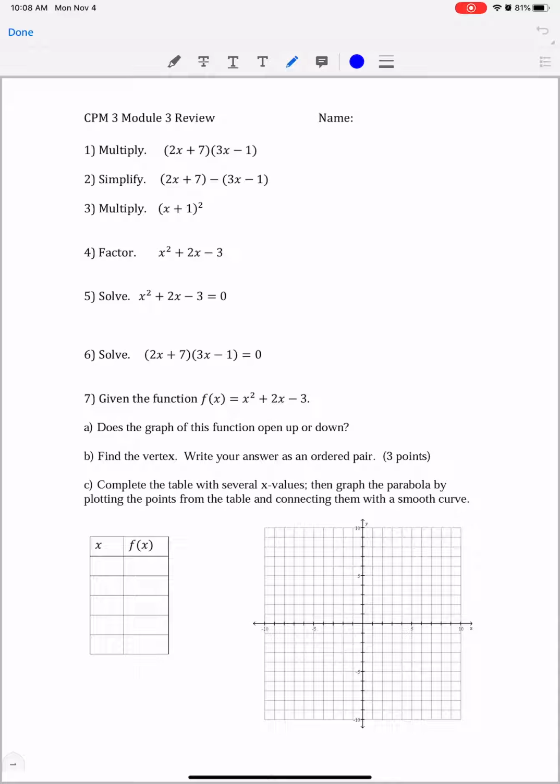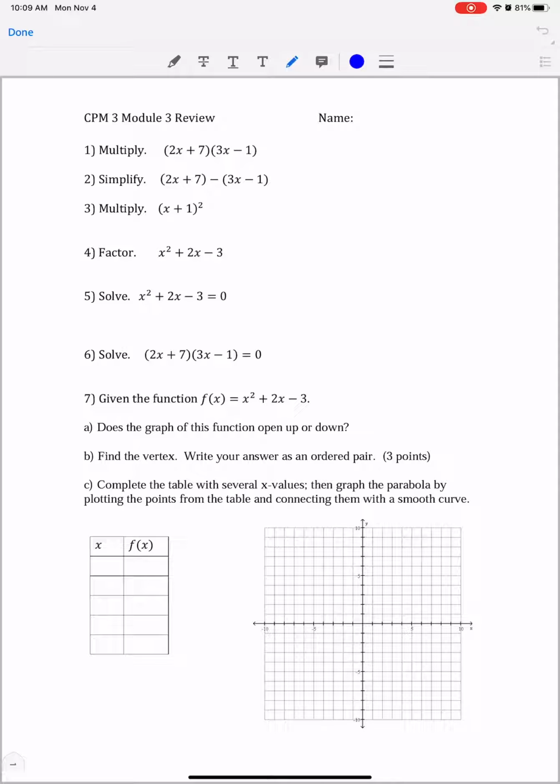So, as you can see on this page, there's not a lot of room. It's going to be very messy by the time we're done with this. Sorry about that. You might want to try doing yours on a separate sheet of paper.